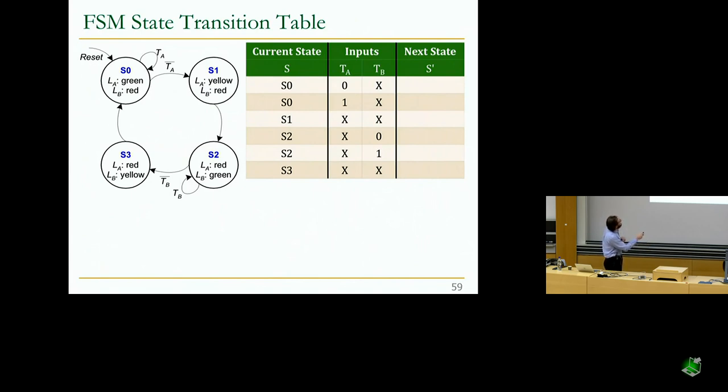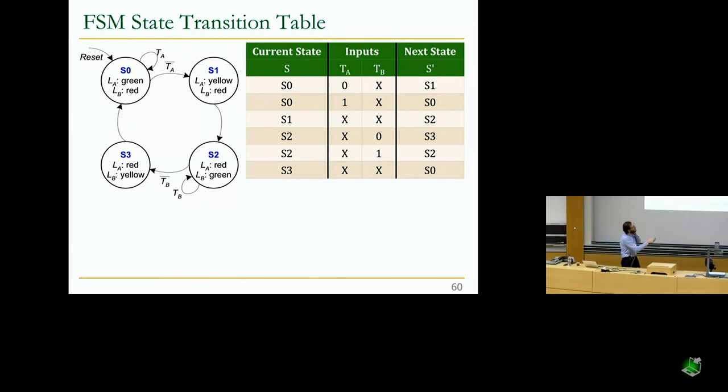Now let's take a look at an example. If your current state is S0, and your TA is 0, you need to transition into some state. It doesn't matter what TB is, because TB is not an input that's affecting the next state while you're in S0. So if your current state is S0 and TA is 0, you go to S1. If your current state is S0 and TA is 1, you stay in S0. So you basically construct your state transition table this way.